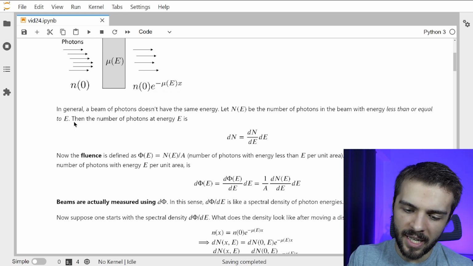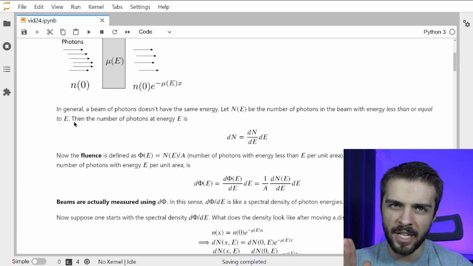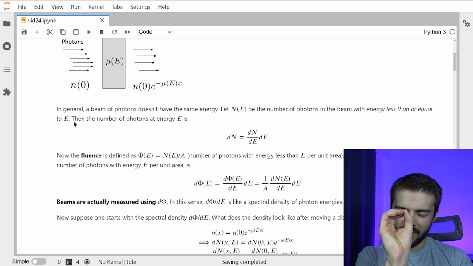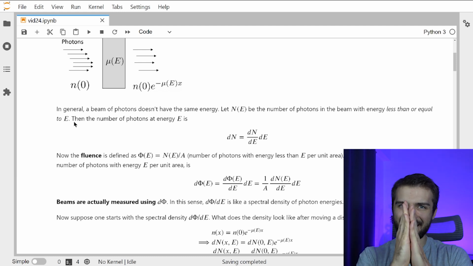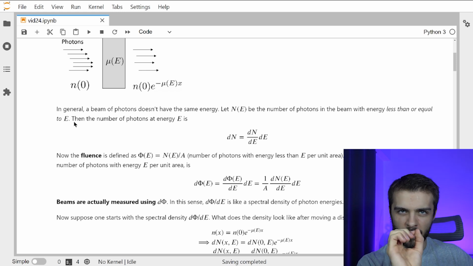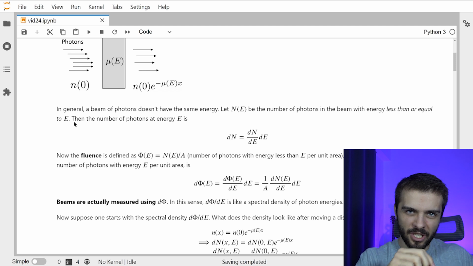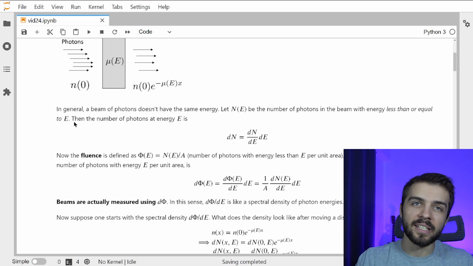And the reason I define it this way is because if I said N was the number of photons with energy E, well, then you're saying there's a certain number of photons with an exact energy E, but if there's a distribution, then it will be infinitesimal, right? You won't have any photon with an exact energy E. It's sort of like a probability density function.